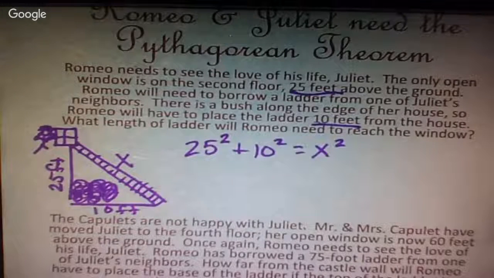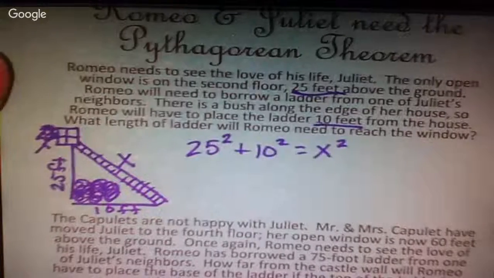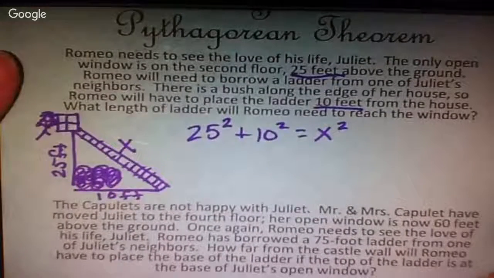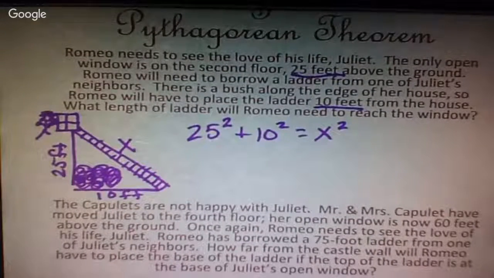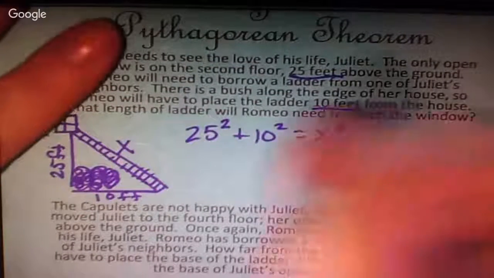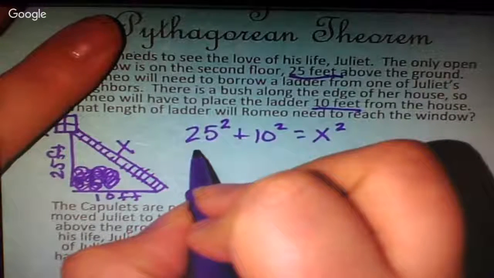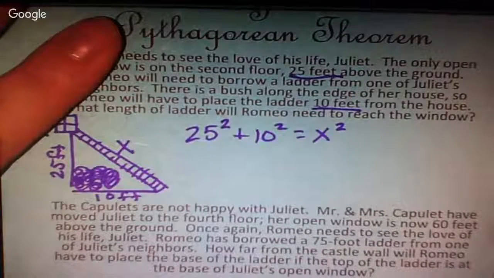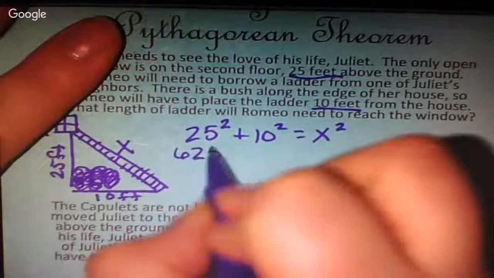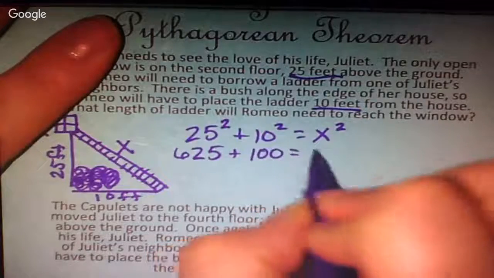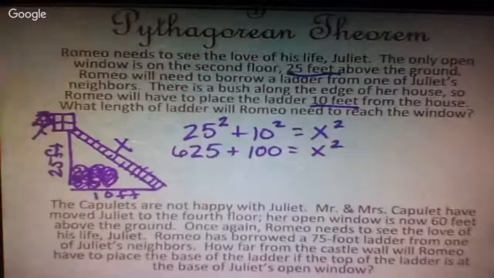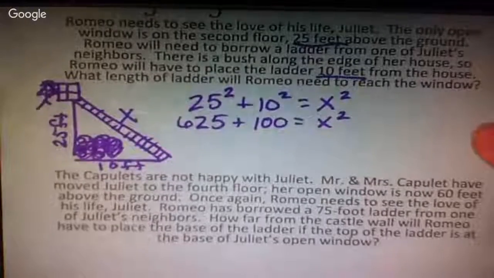Okay. When I complete my next step, Jeremiah, what does my next line look like? Give me the next line. You said what? 725 equals x squared. You went one step ahead of me. You're fine. I'm trying to get all steps in here.